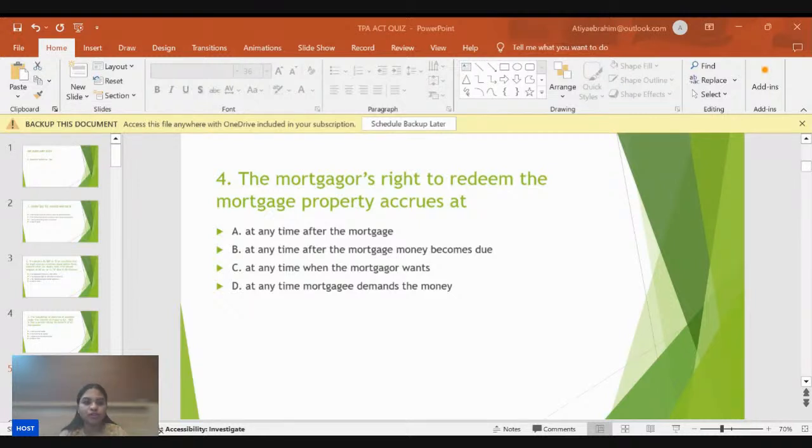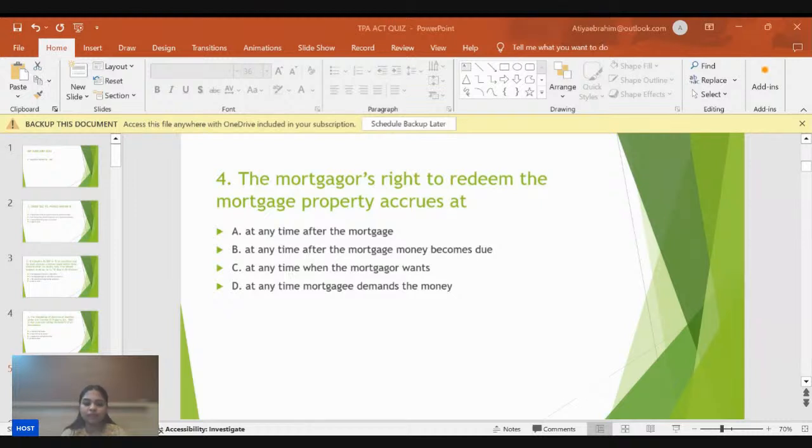When does the mortgagor's right to redeem the mortgage property accrue? This is what Priya has written, that is at any time when the mortgagor wants. But what will be the correct answer? See all the options: at any time after the mortgage, at any time after the mortgage money becomes due, at any time when the mortgagor wants, at any time the mortgagee demands the money. What do you think will be the correct answer?